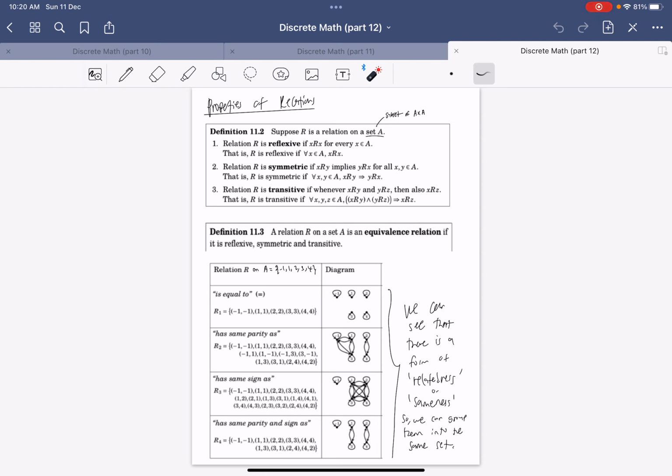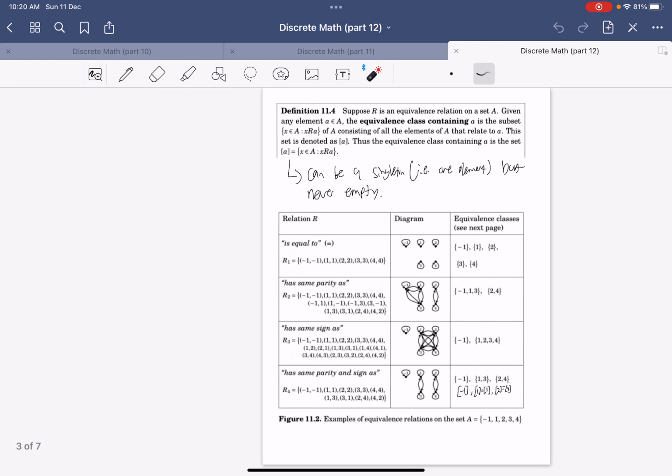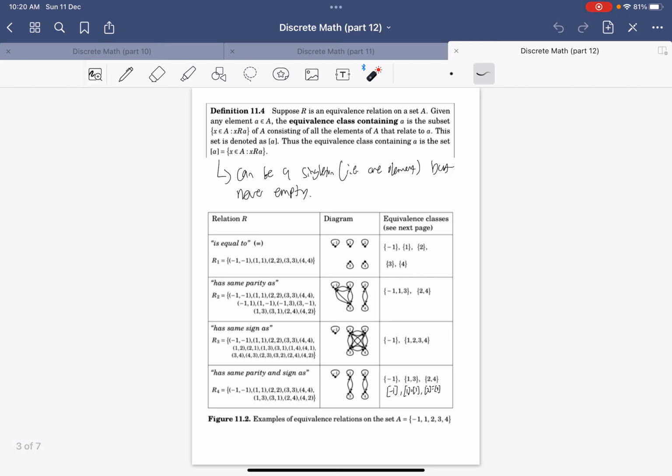So this gives rise to the notion of equivalence classes. An equivalence class is just a subset containing all the elements that are related to a given element A. And then you can just gather all these equivalence classes together, and later we'll talk about that.